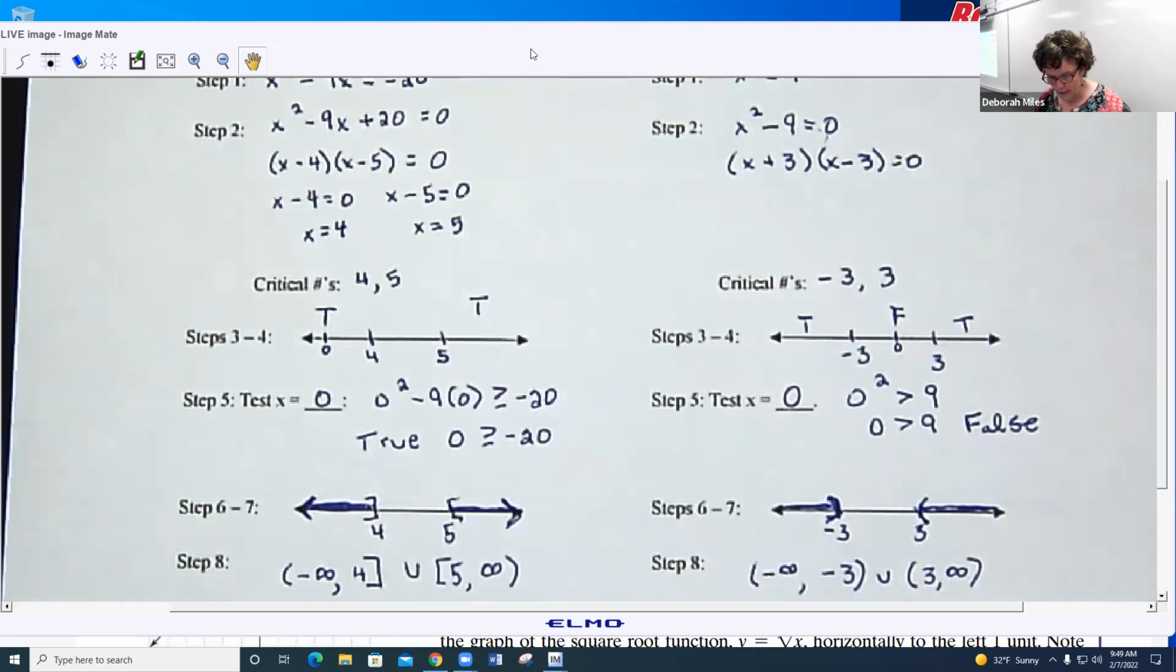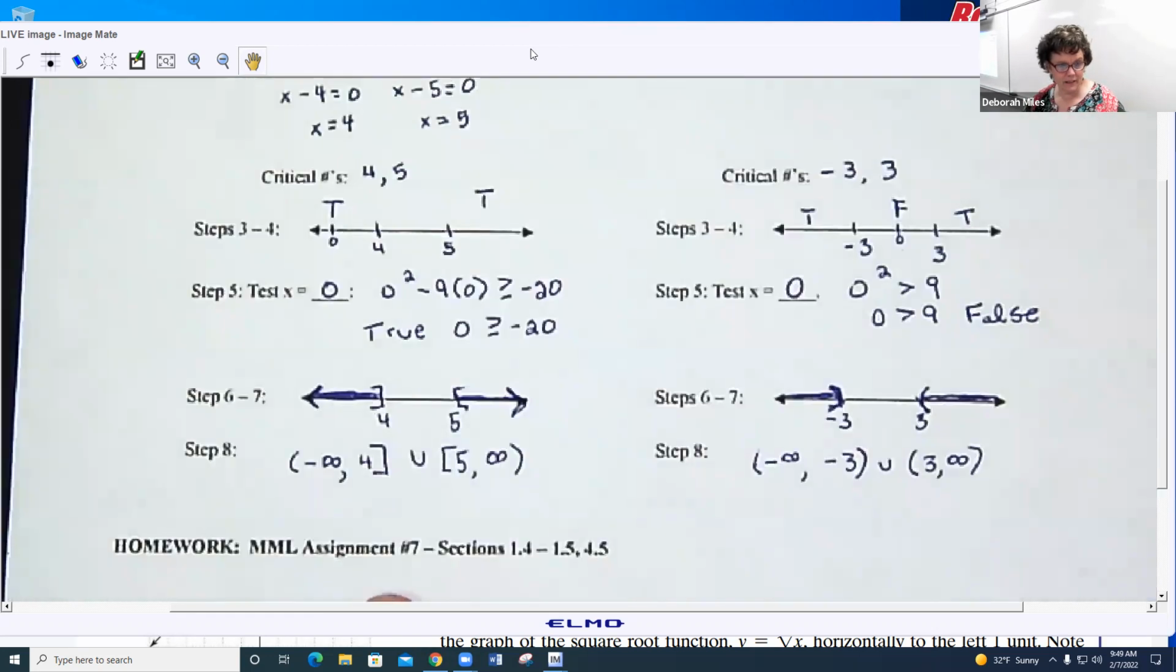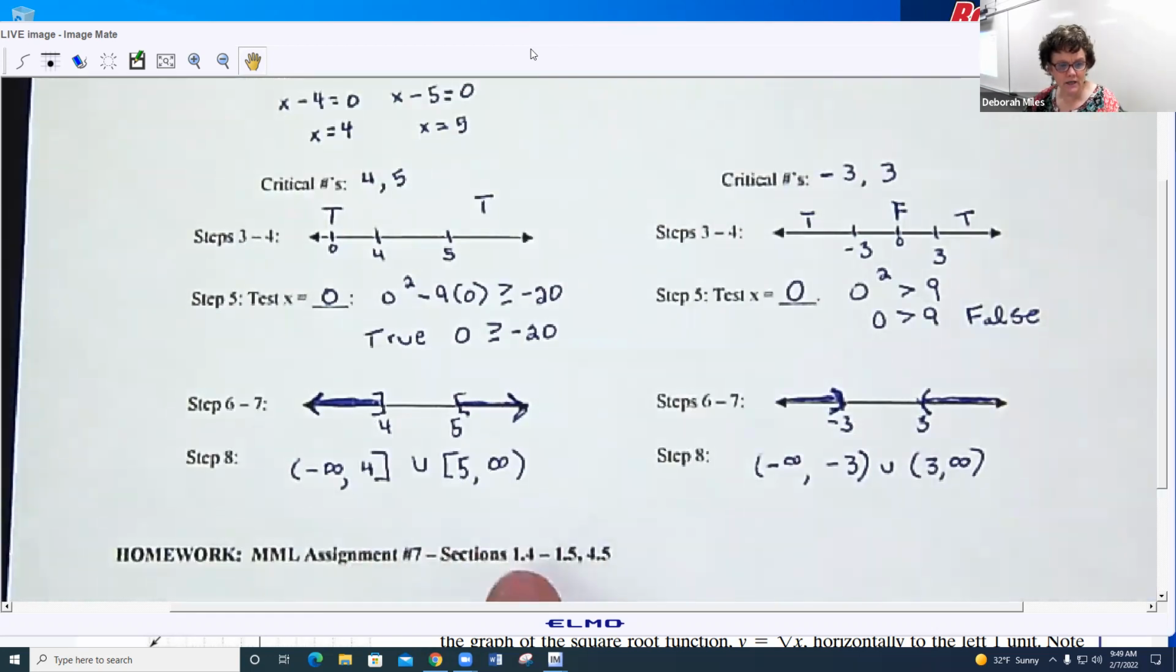And your homework is at the end of the notes. Assignment 7 contains linear inequalities, quadratic inequalities, and 1.4. I think those were radical equations and factorable equations. So you'll have a lot to do on that assignment.